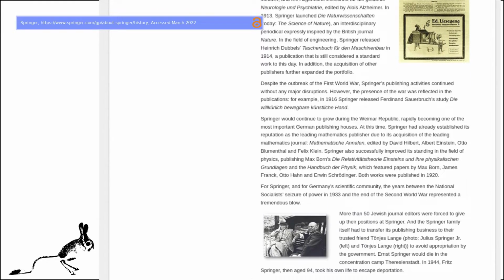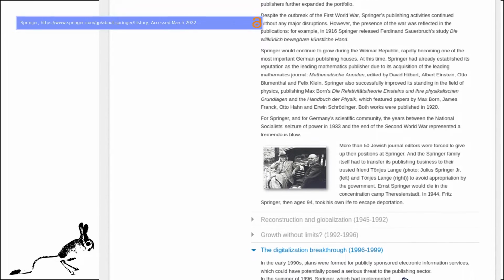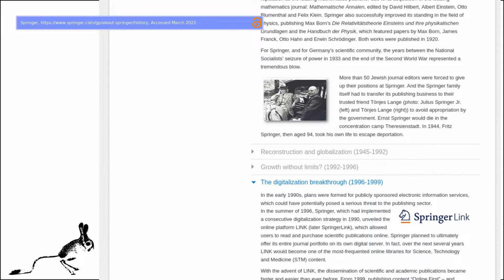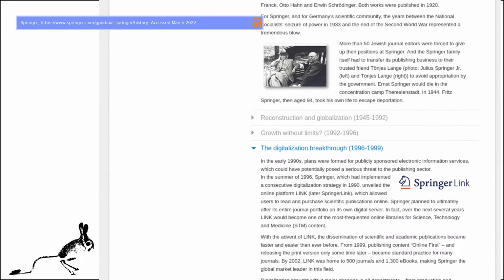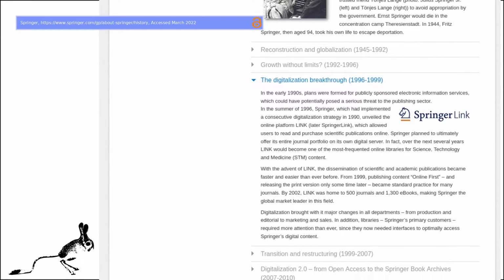And by 1990, Springer had established an online platform which allowed users to read and purchase scientific publications online, which of course had nothing to do with the rise in the idea of free open access online publishing in the 1990s.